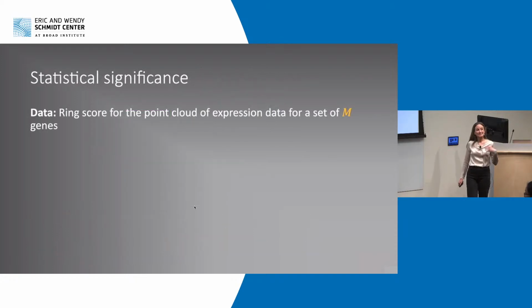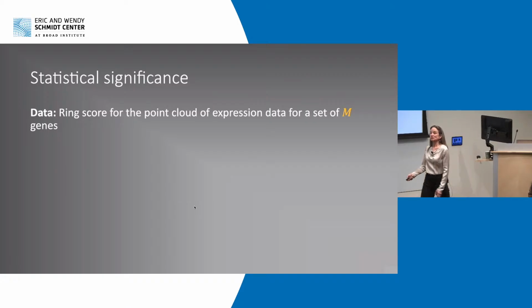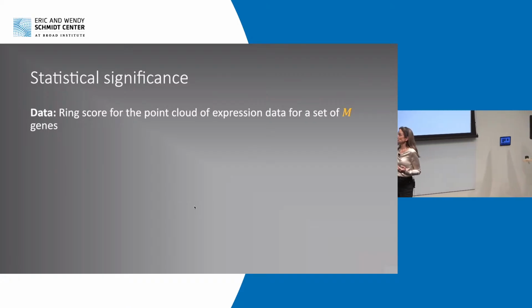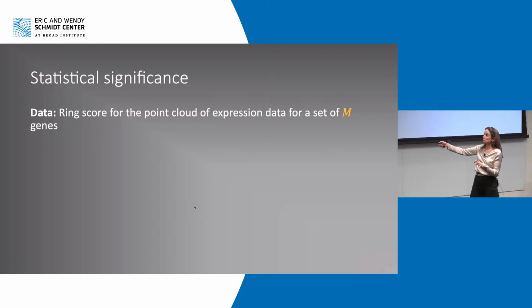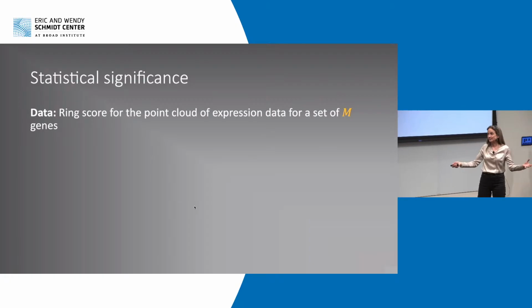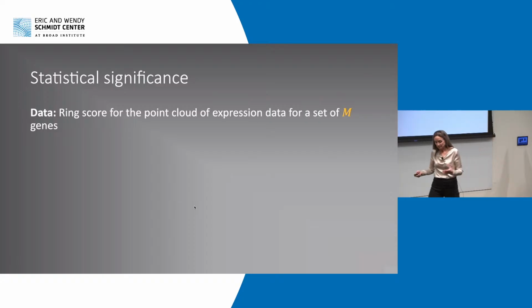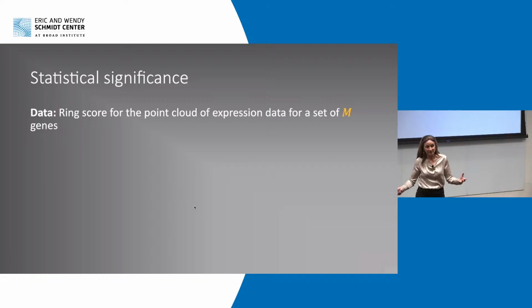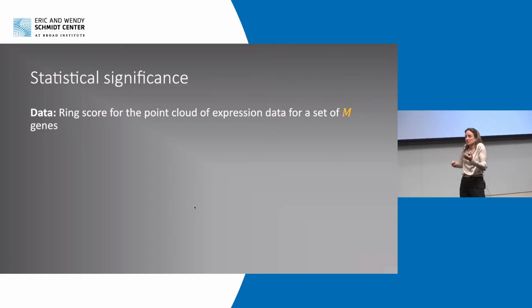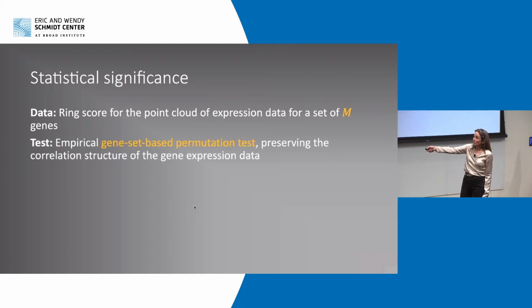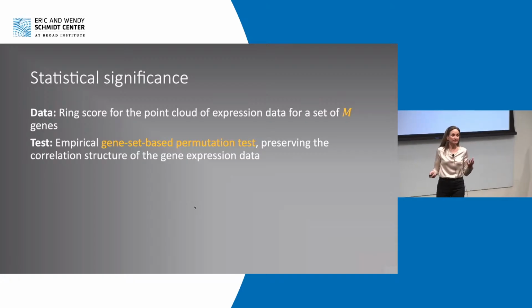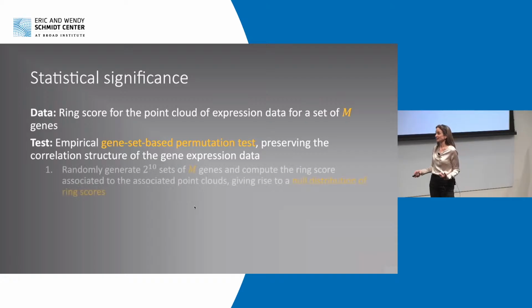So how are we going to determine its statistical significance? Let's go back to the case that we're really interested in, which has to do with expression data for different genes. Suppose we've decided we're going to focus on M genes, and we have some point cloud of expression data in this M-dimensional space, for which we've computed this persistent cohomology, we've detected a circular feature, and we've computed its ring score. You say, okay, the ring score seems big, but is it really statistically significant? And so what you could do is a permutation test to come up with an empirical p-value to tell you how significant this feature actually is.